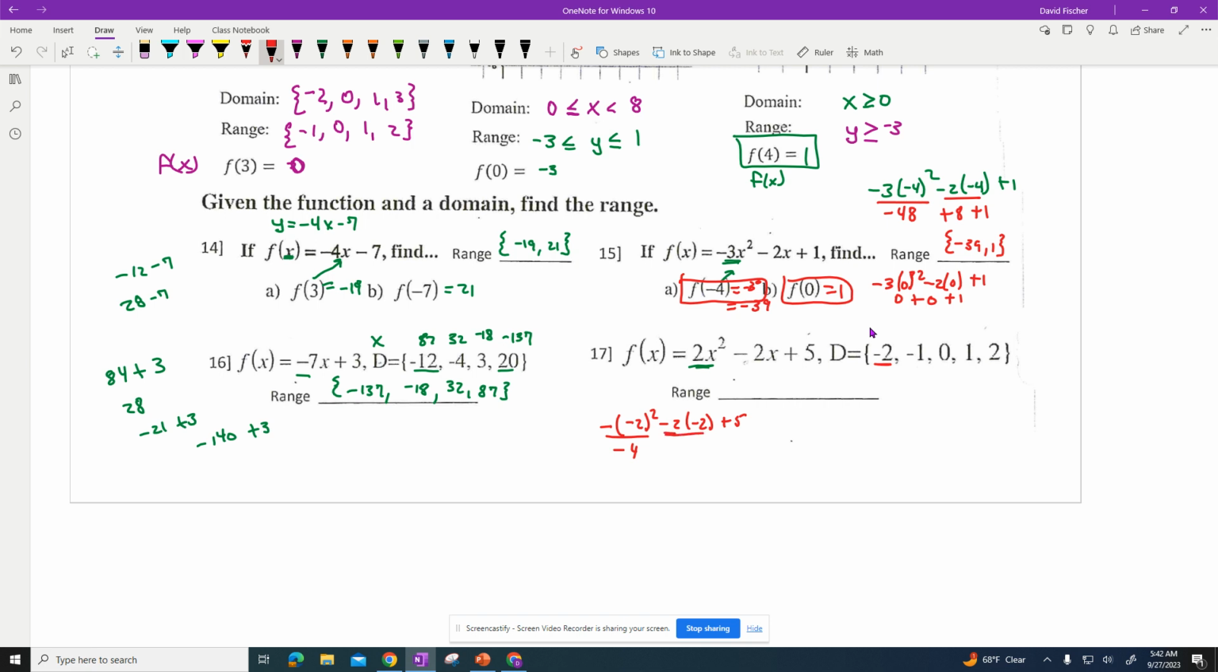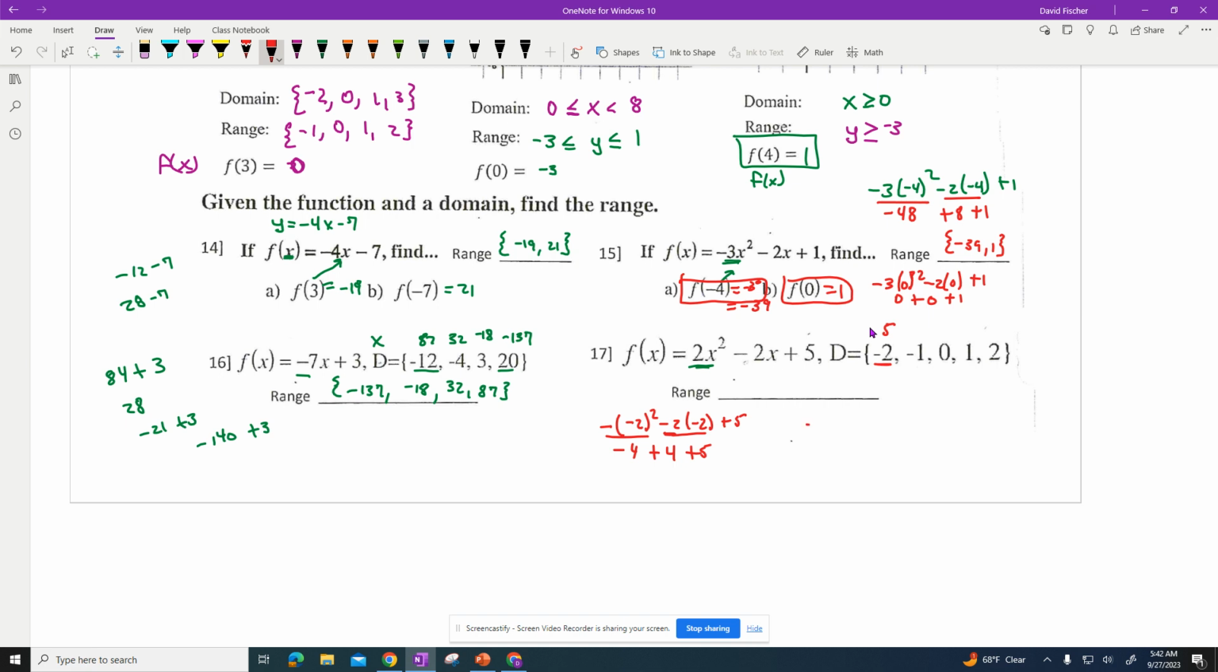Right now, again, speeding things up. You should know a negative times a negative is a positive. 2 times 2 is 4. That becomes a plus 4. Plus 5. Well, my 4's cancel out, so this answer is a 5. So I would suggest writing the 5 right above it.